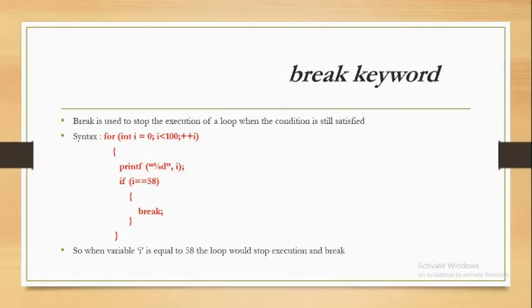For example, sorry for this. In this, for int i equals 0, i less than 100, i plus plus, printf i. According to the general flow, if we remove this break keyword, the loop should execute until it crosses 100. So we will add an if statement: when i is equal to 58, you should break the loop. This break keyword just stops the execution. So let's try it.